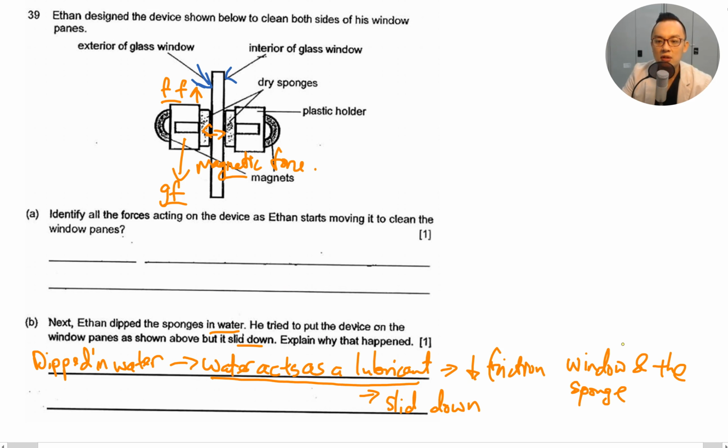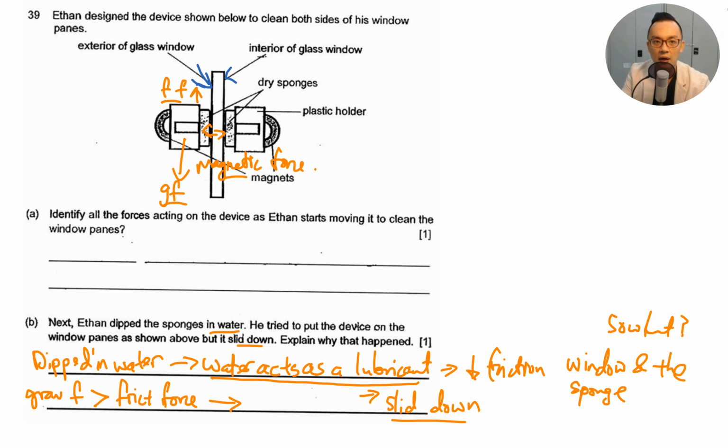So what if it reduces the friction between the window and the sponge? So what? So the gravitational force is now greater than the frictional force. All right, so the gravitational force is now greater than the frictional force, and therefore it will cause the sponge to slide down. All right.